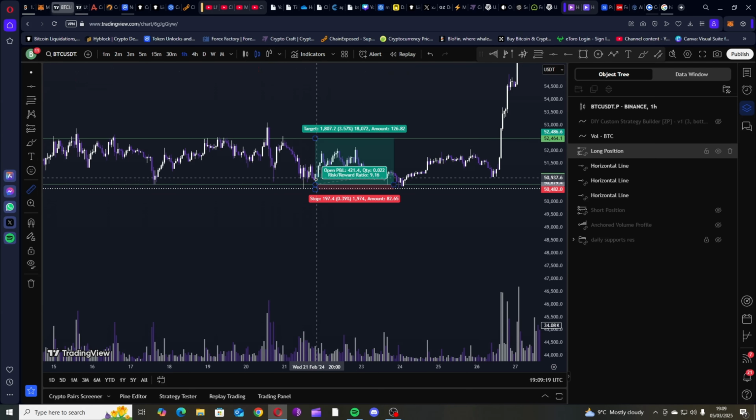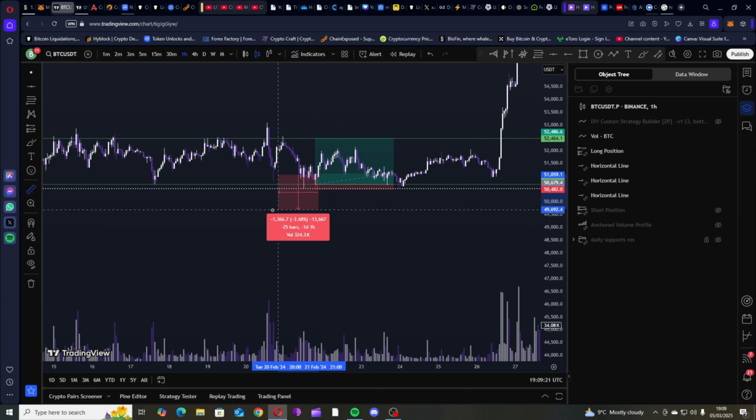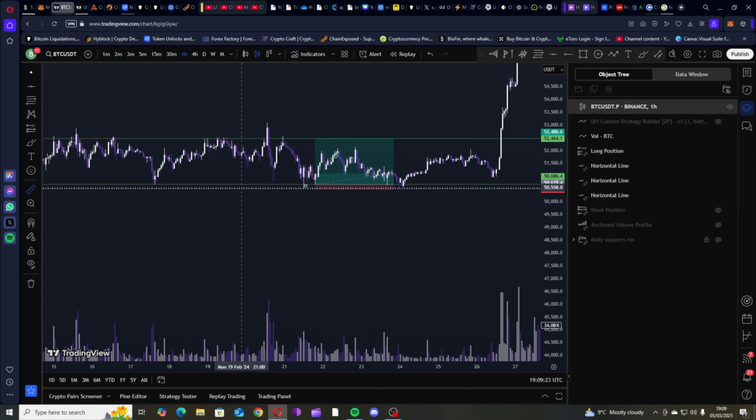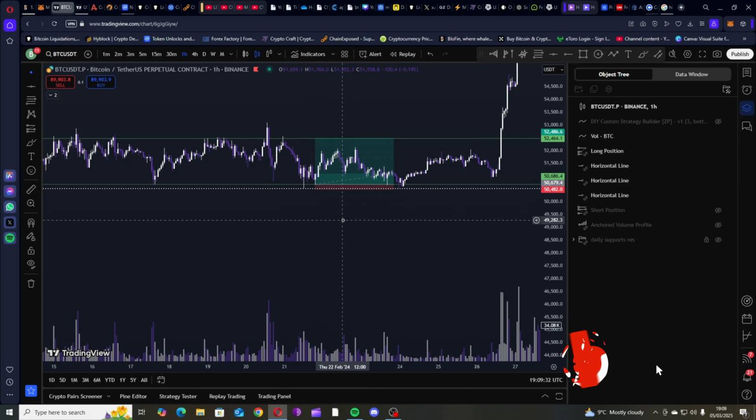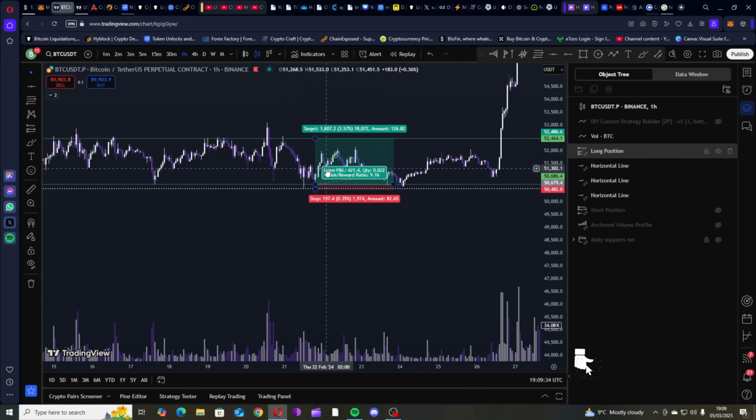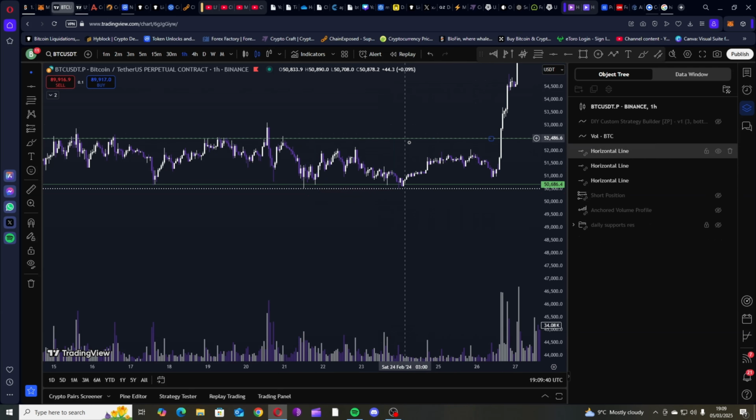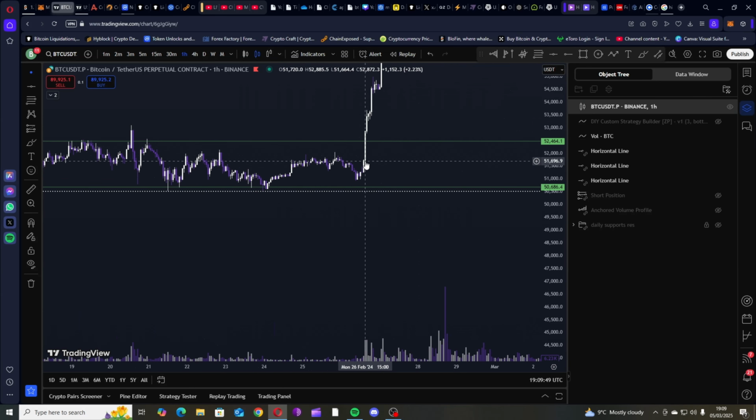You've longed from here, and it's come all the way up. Around 3% you've made. Your stop's at break even, you took profits on the way up. Happy days. Everybody's happy. The only time this invalidates this setup here in this range is that candle there.